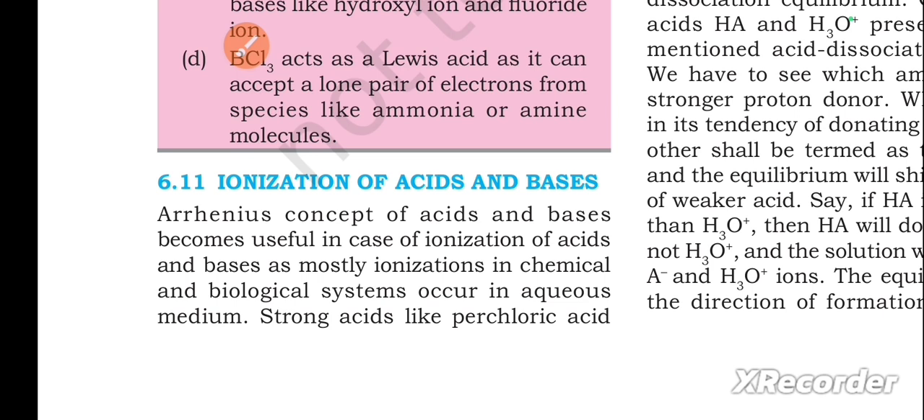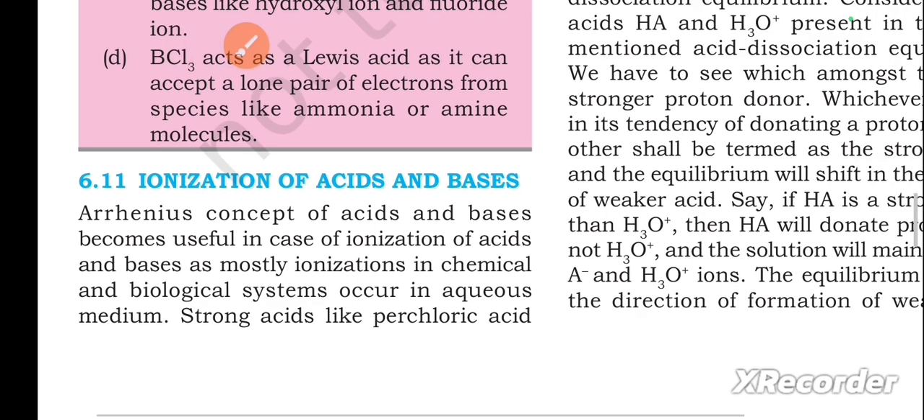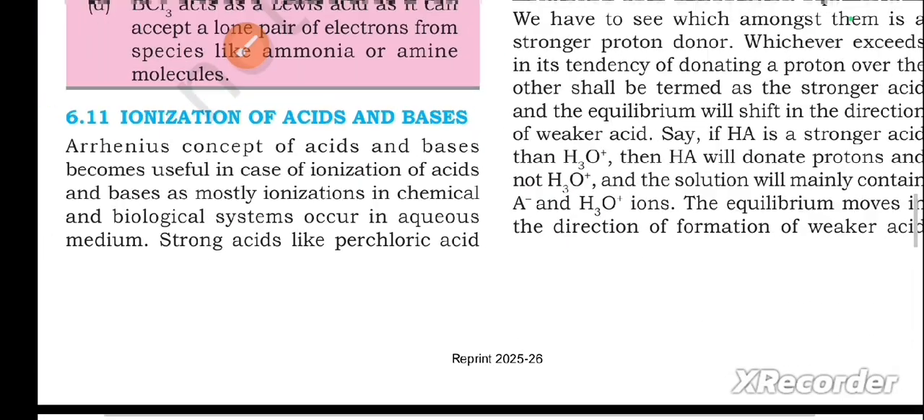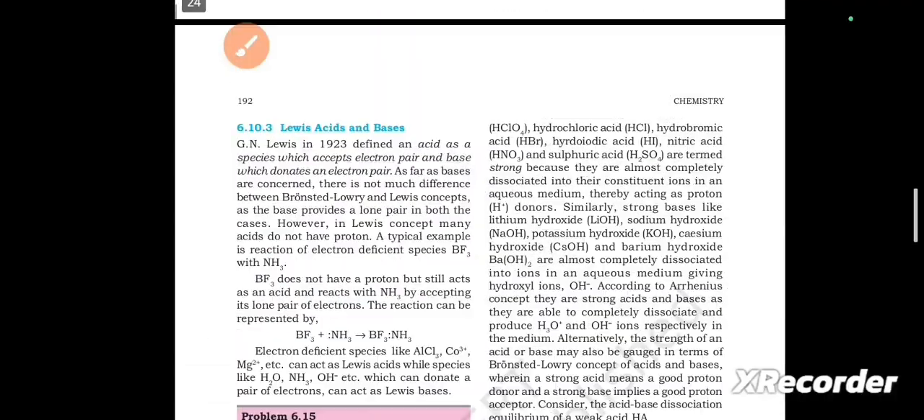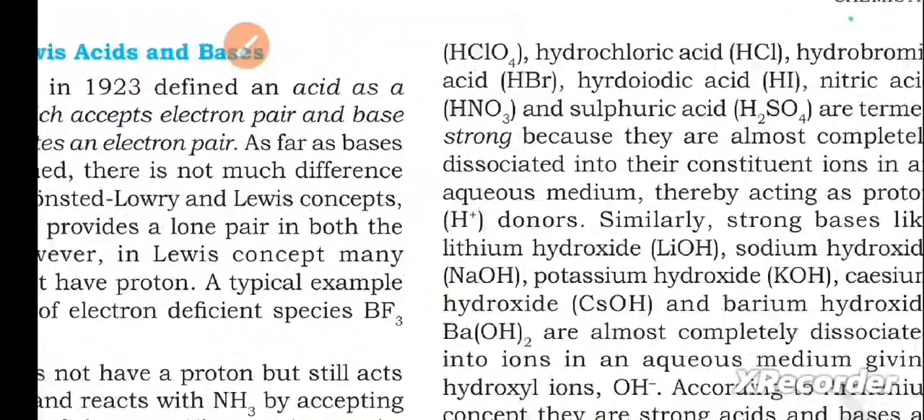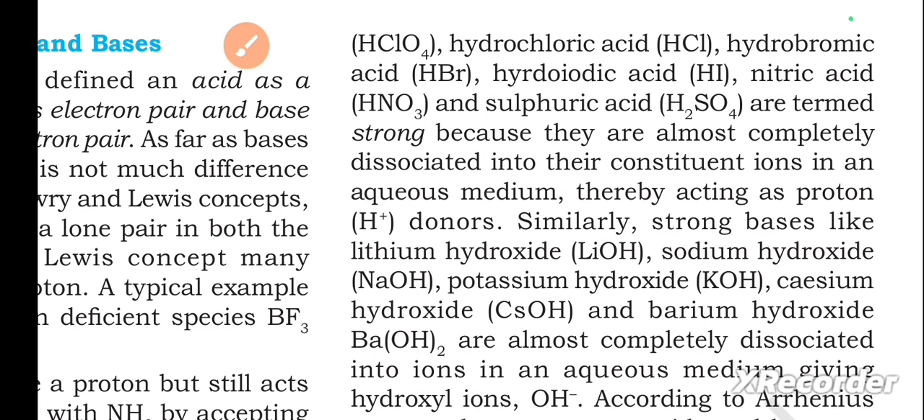Next, ionization of acids and bases. The Arrhenius concept of acids and bases becomes useful in case of ionization of acids and bases, as mostly ionizations in chemical and biological systems occur in aqueous medium. Strong acids like perchloric acid, HClO4, hydrochloric acid, hydrobromic acid, hydroiodic acid, nitric acid and sulfuric acid are termed strong because they are almost completely dissociated into their constituent ions in an aqueous medium, thereby acting as proton donors.